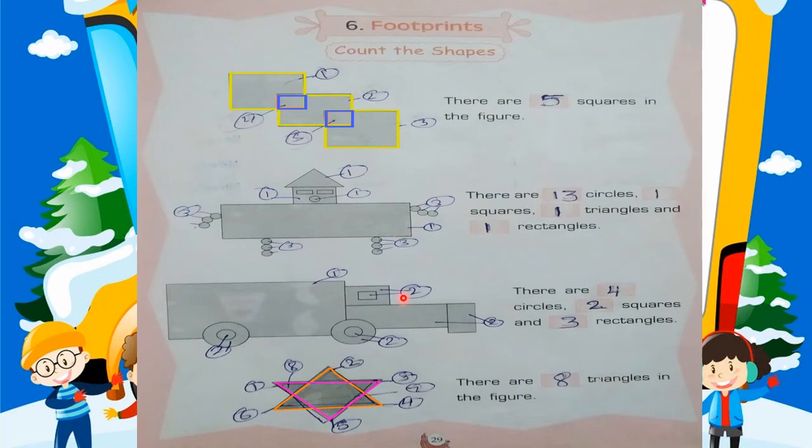Now in the second figure, again you have to find out how many circles, squares, and rectangles. So firstly you have to find out circles. So how many circles? Here in this wheel there are 2 circles.